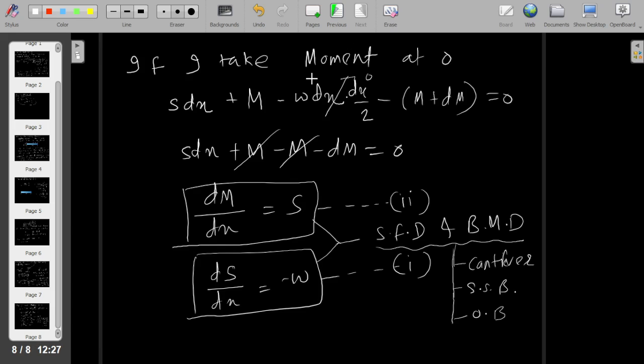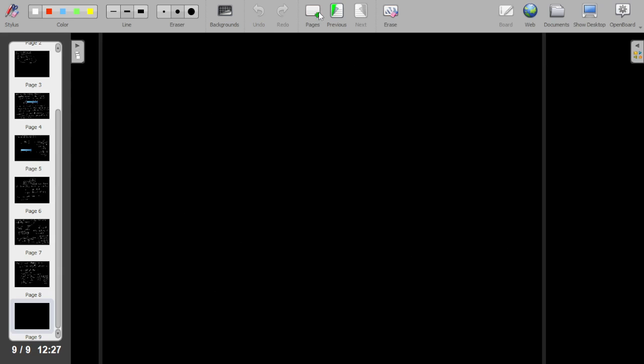Because today it's too much time. Let me see the time. What time is it right now? It's 53 minutes. Almost 1 hour is over. I'm also tired. In the next lecture, we'll see how we draw the diagrams for the cantilever beam.